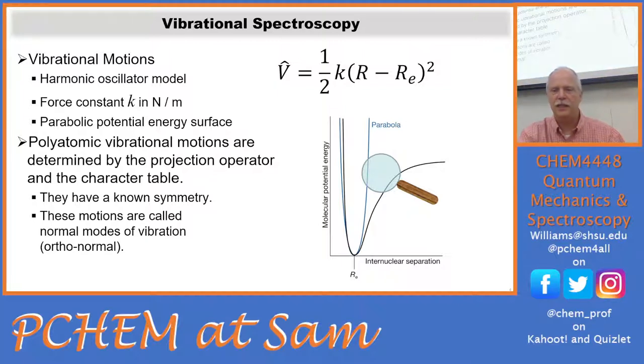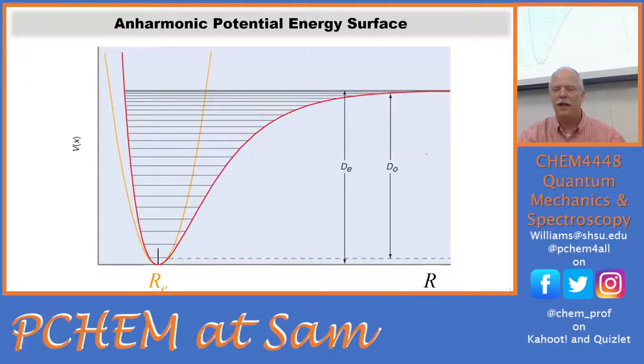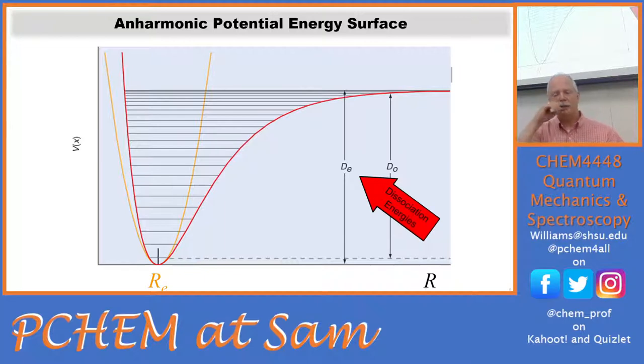And so let's look at this region here where they diverge. The parabolic potential energy surface and the more real anharmonic potential energy surface diverge from each other. And that's where we have bond dissociation. So this would be the bond energy for the molecule. Those are dissociation energies, and they're either D_e or D_0. D_e is from the bottom of that potential well. But we have this zero-point energy.